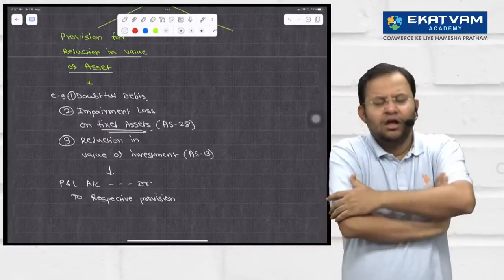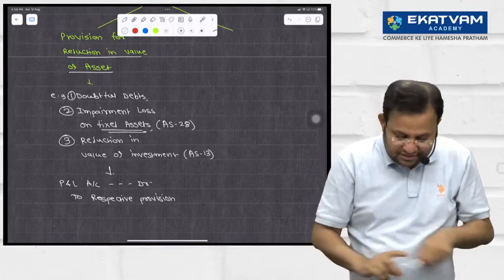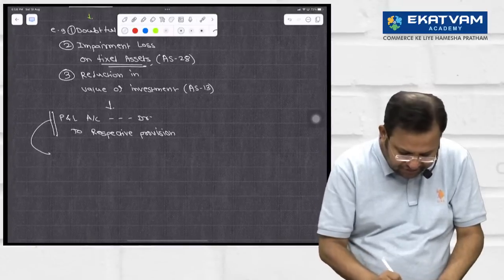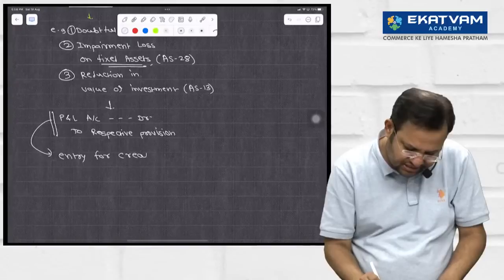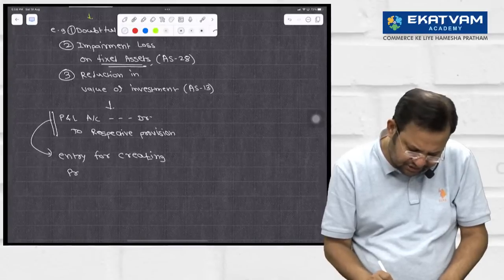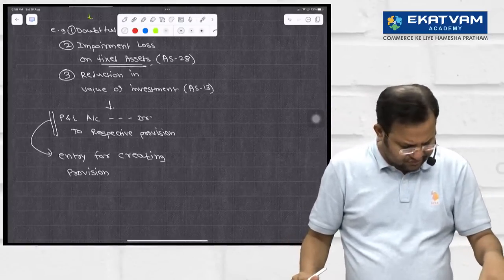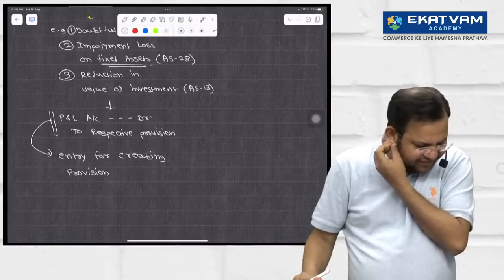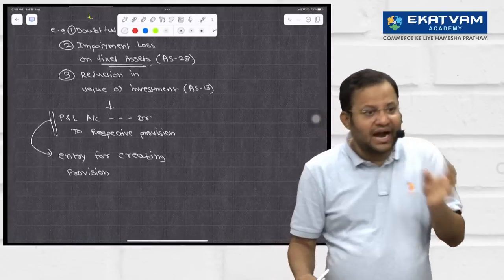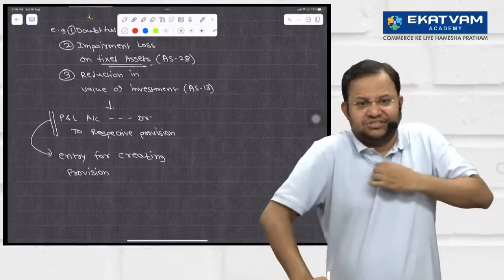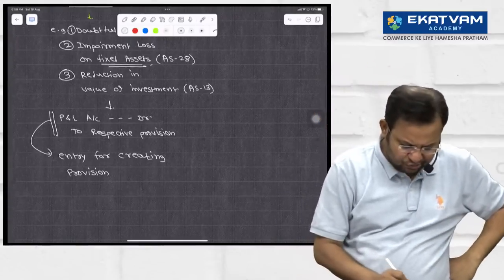Whatever name. Provisions are always created by debiting P&L. This is the entry for creating a provision. You create provision. How do you create a provision, बच्चों? By debiting profit and loss account. I have debited a profit and loss account and I have created provision. Do you understand? I have created a provision. How?